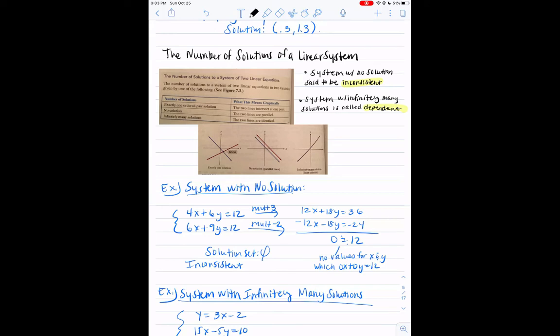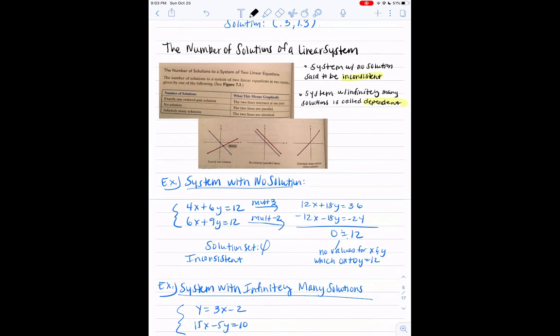So here on the bottom we have the graphs. As you can see, we have exactly one solution, the two lines just intersect at one point. If we have no solution, we have a pair of parallel lines, so they're never going to touch, never going to intersect. And if we have infinitely many solutions, that means the lines are actually on top of each other, so they intersect basically at every point. A system with no solution is said to be inconsistent. A system with infinitely many solutions is called dependent.